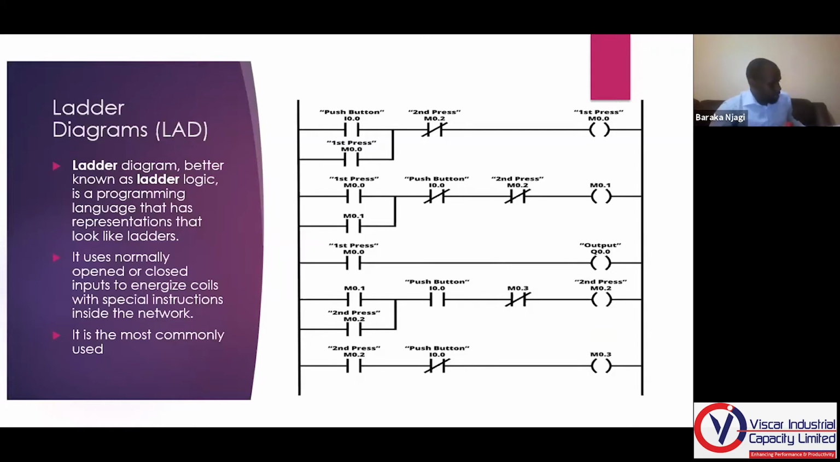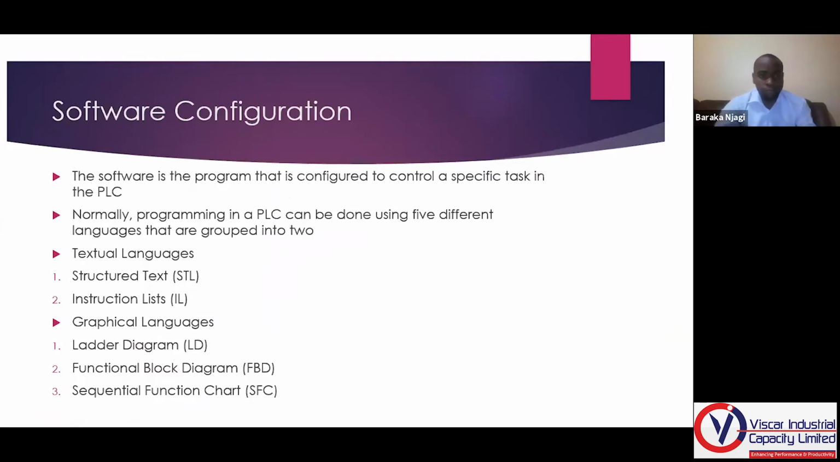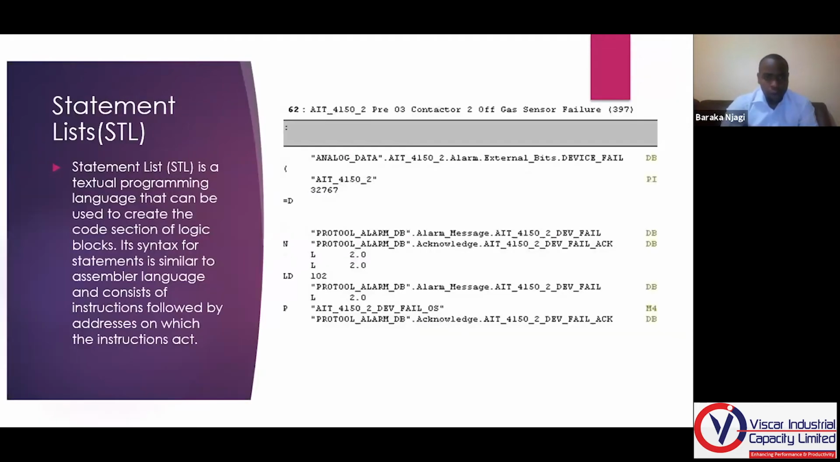There are others that we cannot cover right now. An example is CFC, the continuous function chart, but we will not handle those in this case. Just a recap: we have 5 languages grouped into 2. Number 1, textual languages, which are structured text and instruction list. Number 2, graphical languages, which are the ladder diagram, function block, and sequential function chart.